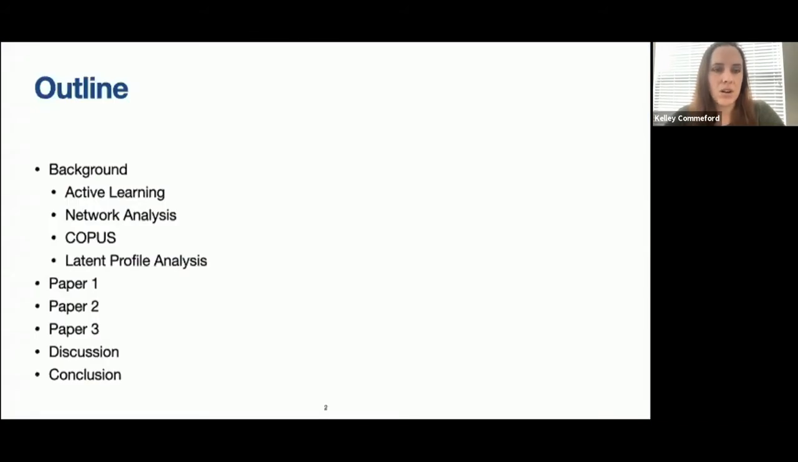So an overall outline of where we're going today, we're going to start with some background information that's relevant to understand what's going on. So we start by talking about what is active learning, and then some network analysis, our classroom observation protocol called COPUS, latent profile analysis. And then my dissertation was structured in a collected papers model. So I also structured the presentation in that way as well. So we'll talk about each of the 3 papers and their individual results, and then we'll discuss it all together and wrap it up.